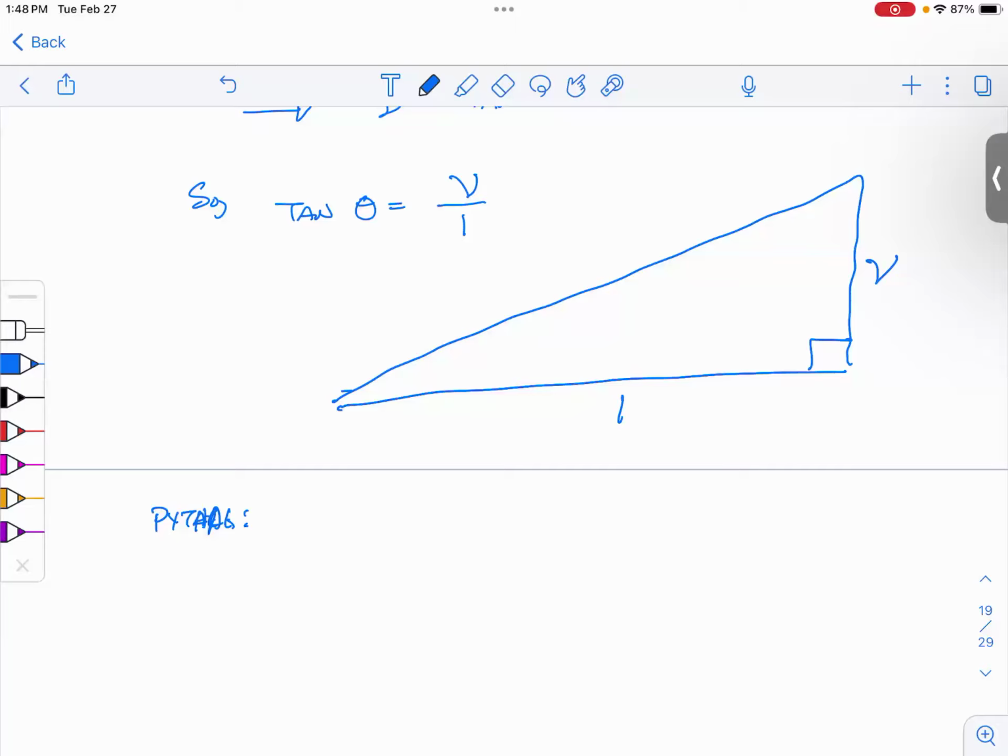Oh, jeez, I butchered that. Pythagorean. Okay, got it. Let's call it H. Hypotenuse.